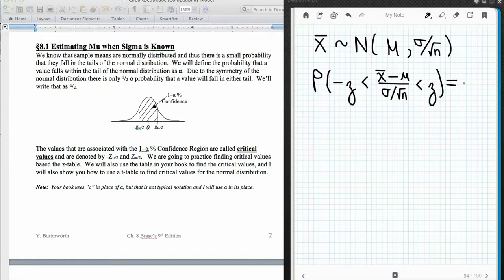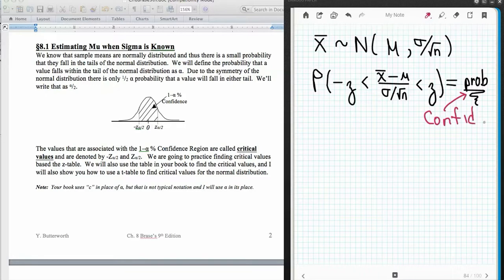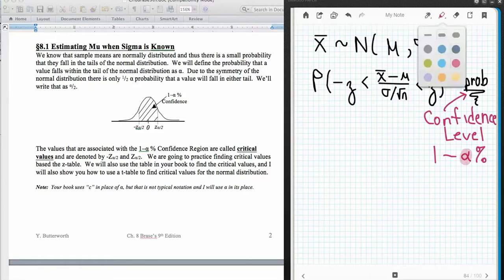And this ends up giving us some probability here. Now, this probability that we're talking about becomes known as our confidence level. And our confidence level is going to be denoted with a very special type of notation. So let me write this down for you, confidence level. This confidence level's notation looks like 1 minus alpha percent. And it's actually this alpha right here that our interval is relying on.